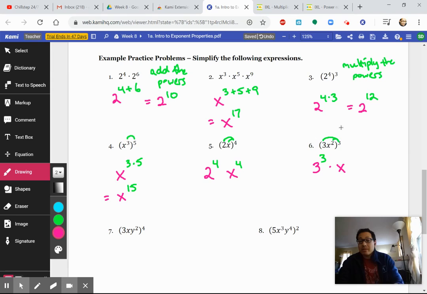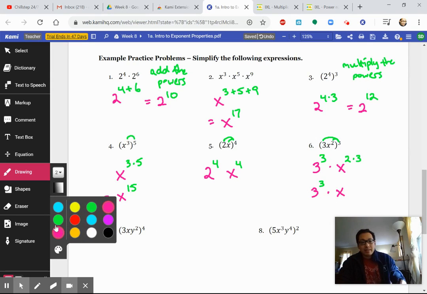What do we do with the powers? Same thing over here. We multiply them. So 2 times 3, when this gets a power. So we've got 3 to the 3 times x to the what? x to the 6th.